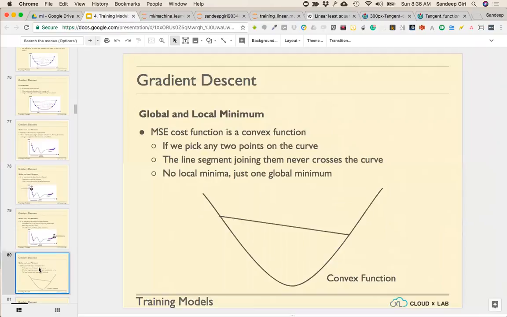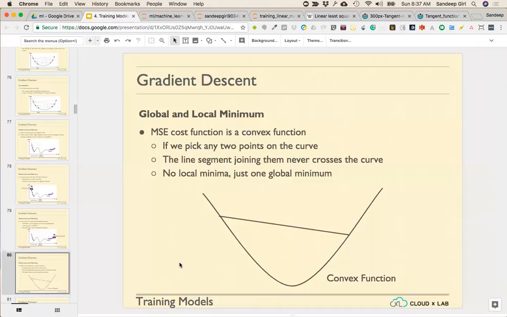And if you draw y squared, you will see that it looks like a parabola, like a bowl. So MSE, the mean square error, is a convex function. Why? Because it has a single minimum point.